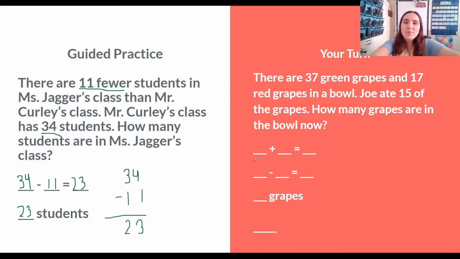Let's check out your problem. There are 37 green grapes and 17 red grapes in a bowl. Joe ate 15 of the grapes. How many grapes are in the bowl now?